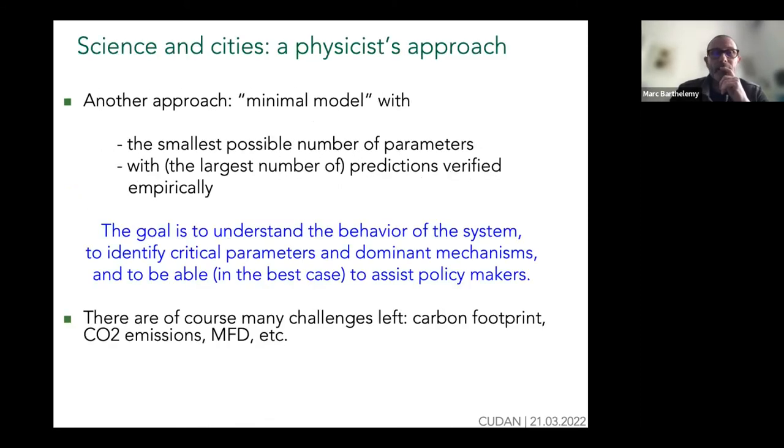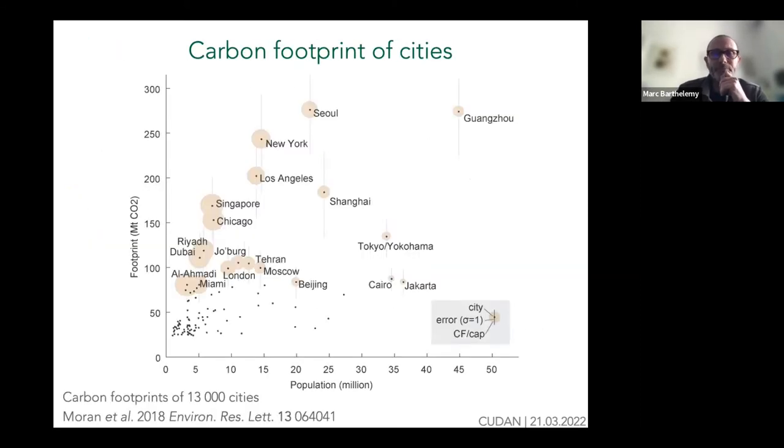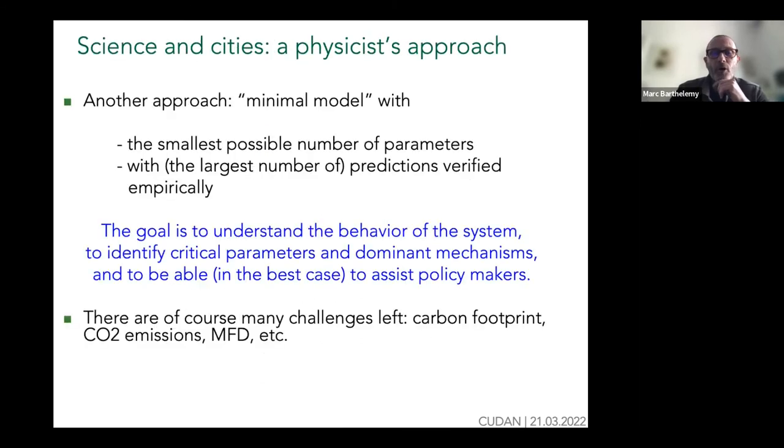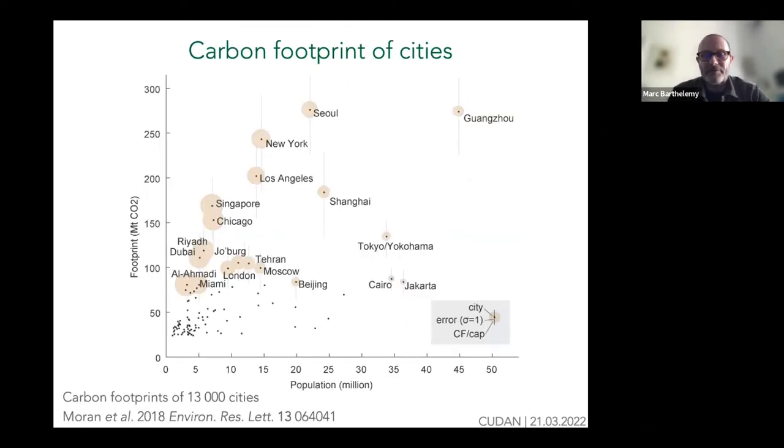So let me conclude with that. Of course, I will just finish with one or two slides about what I think is interesting. There are many challenges left. For example, these are some results that I like and that so far are completely unexplained. For example, the carbon footprint of cities. This is a paper basically by Karen Seto and collaborators. And you see the total footprint in terms of CO2 of cities versus population. And here, there's no clear trend.